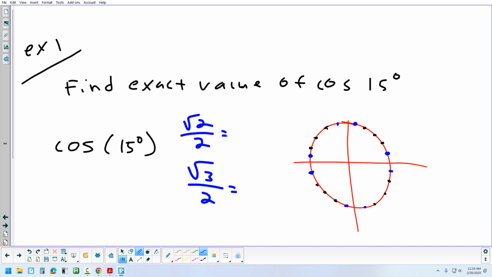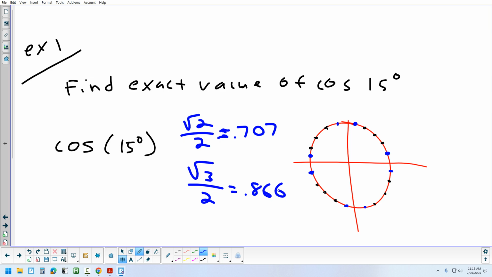Remember, root 2 over 2 is approximately 0.707, and root 3 over 2 is about 0.866. If we can remember those two from the unit circle, that's going to save us from having to go back and relearn everything we already know about the unit circle. Okay, so these are two numbers that came up a lot.